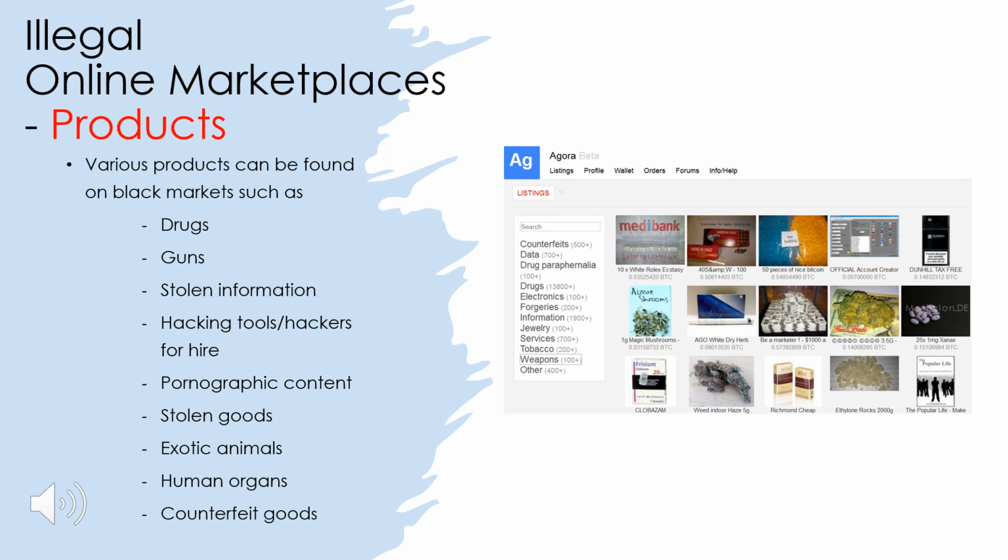You see on the right here, they have counterfeits, they have data, stolen, obviously, probably, drugs, electronics, forgeries, so think like paintings maybe, information, jewelry, services such as the hackers for hire, tobacco, weapons, and other.